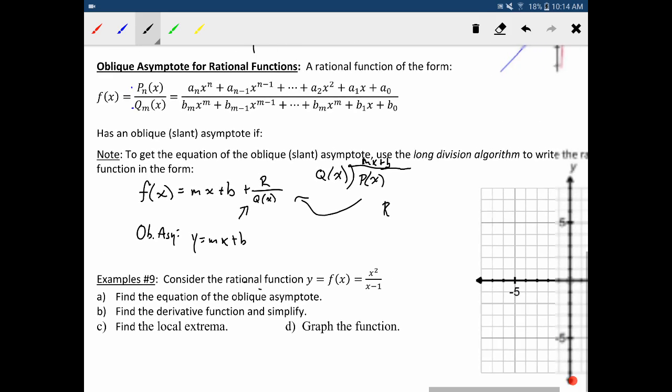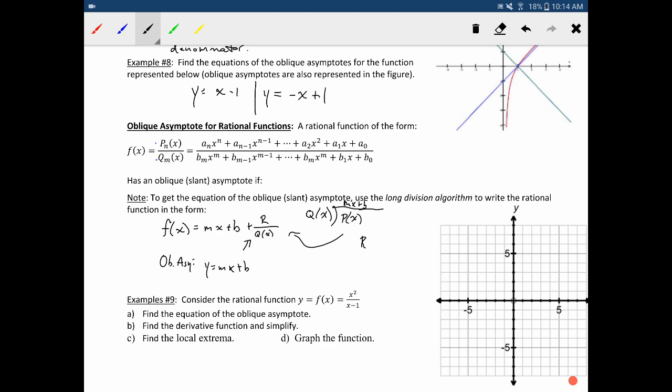I do want you to actually attempt to do example 9 before class so that we can do that together, or at least read through it and try and refresh yourself on your long division. I'm sure you haven't done it since you learned it last time.